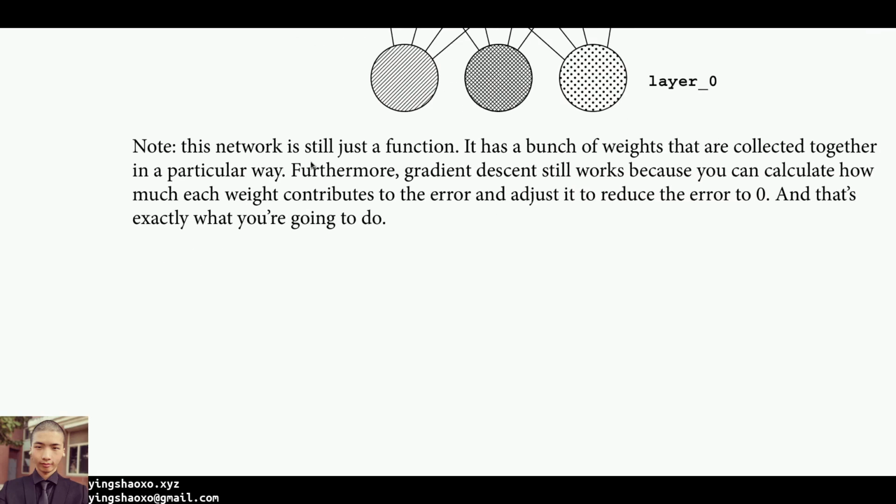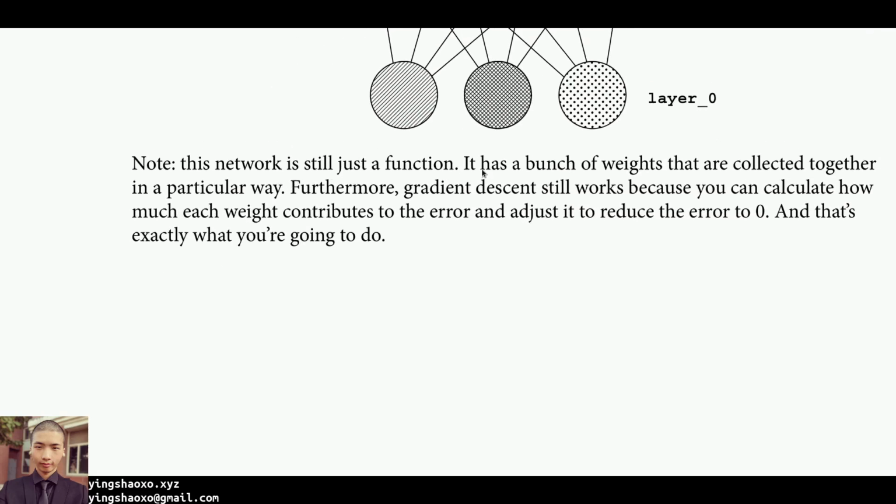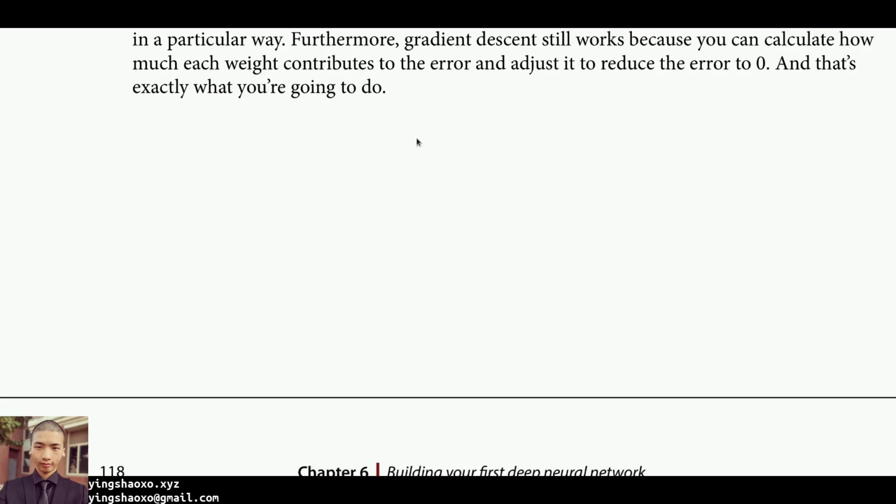At the center of this graph, you will see the intermediate layer. Note that this network is still just a function. It has a bunch of weights that are collected together in a particular way. Furthermore, gradient descent still works because you can calculate how much each weight contributes to the error and adjust it to reduce the error to 0. And that's exactly what you are going to do.